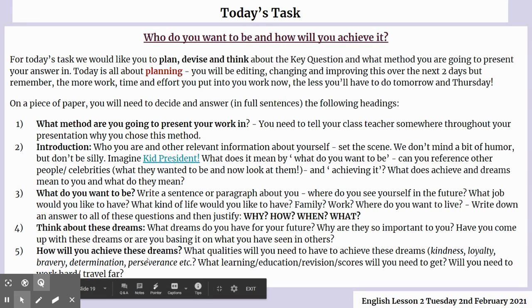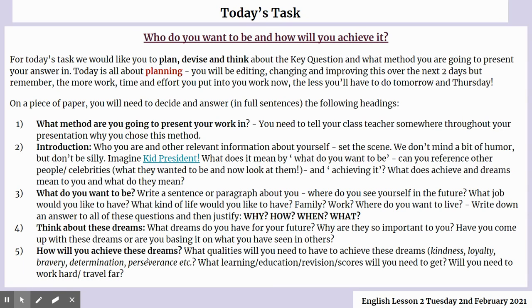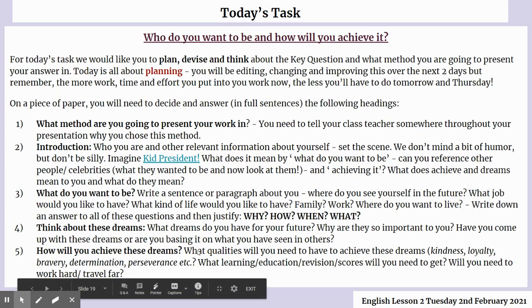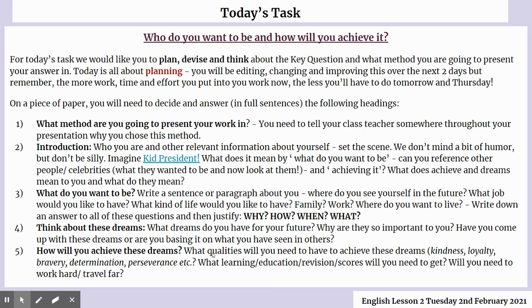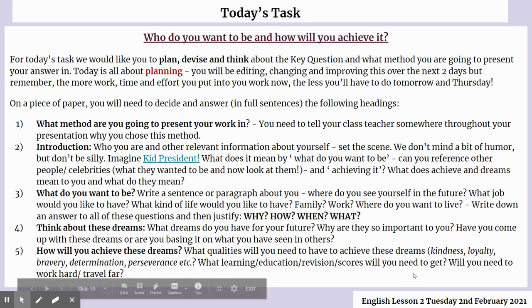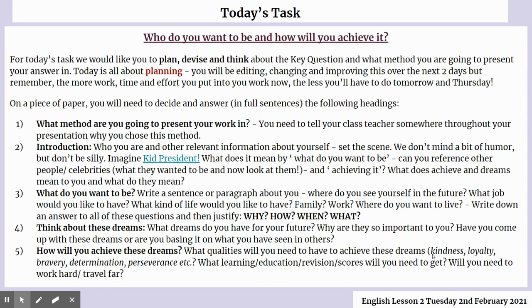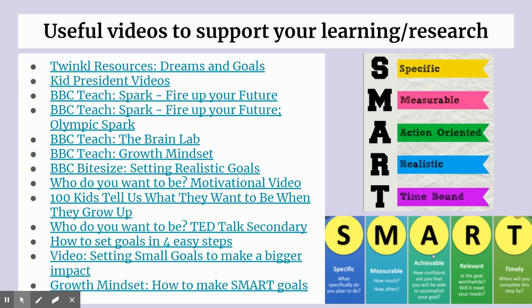As well as that, how will you achieve? That means, like I said, how will you reach these goals and these dreams? Think about, will it be learning? Will it be meeting new people? Will it be traveling abroad? Think about the qualities. So that's the personality and the type of things you're going to need to do to achieve these. Are you going to need to be kind? Are you going to need to be hardworking or focused or persistent or loyal or brave or determined? All of these key words as well, perhaps making a key word bank to support you.